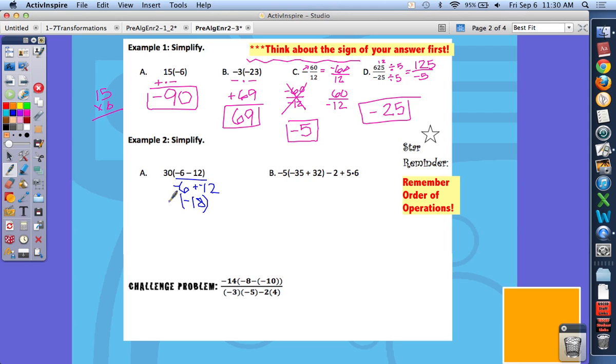Now I have the negative 18 inside of the parentheses next to the 30. Don't subtract these two. What operation's happening between that 30 and those parentheses? Multiplication. So what's 30 times negative 18? Negative 540.